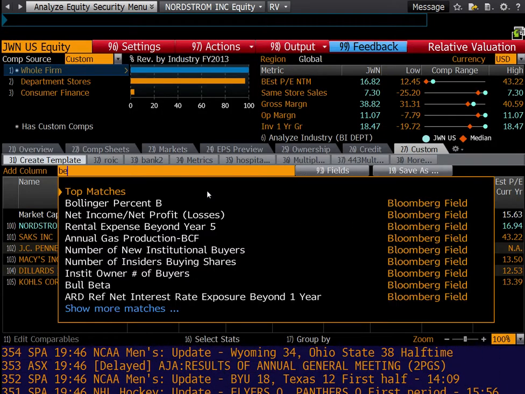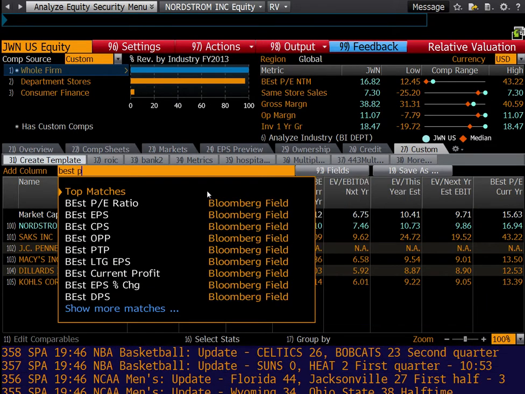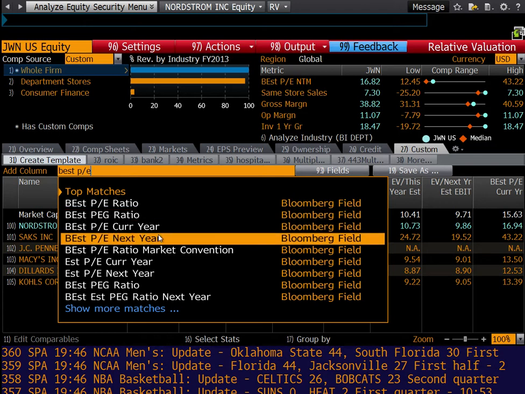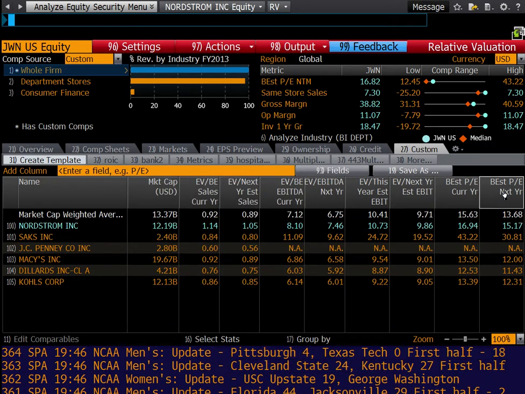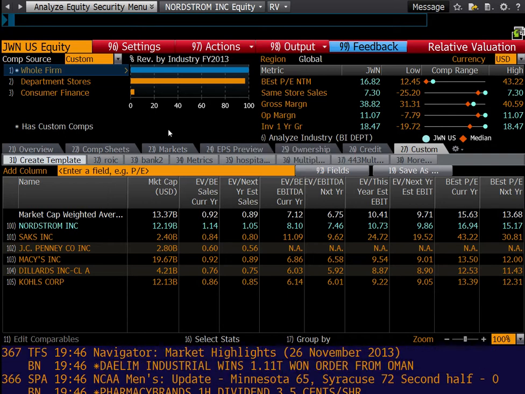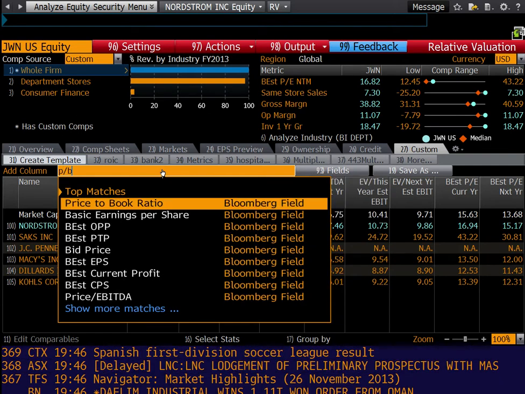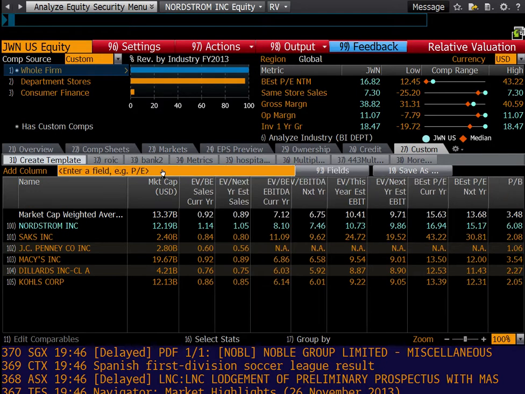The BEST PE for next year would be forward year 2. So there's the forward PE 1 and 2. Okay. Next, price to book, P to B. There is only one, the current price to book multiple.